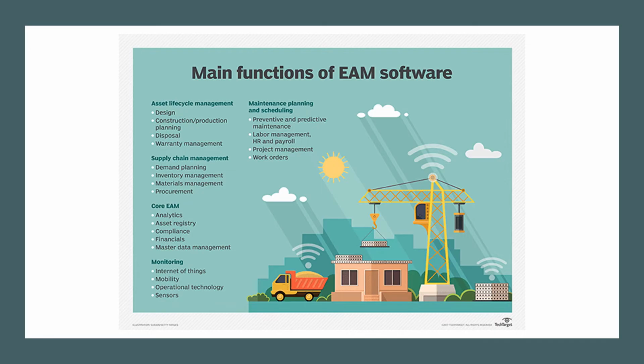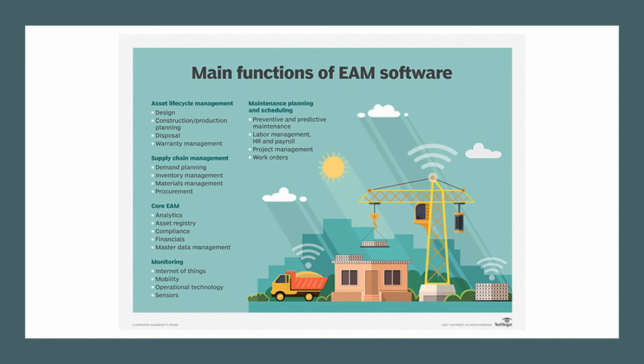Jadi dekat sini saya tunjukkan main function of the enterprise EAM software. Ini salah satu contoh lah. Maknanya dekat situ dia ada asset life cycle management, maknanya jangka waktu hayat bahan tersebut, starting daripada dia punya creation, production until warranty management.